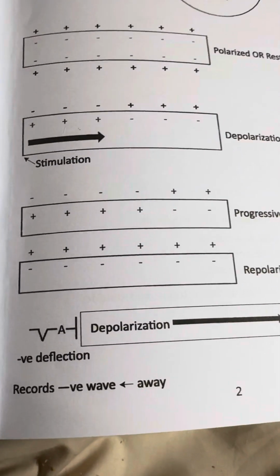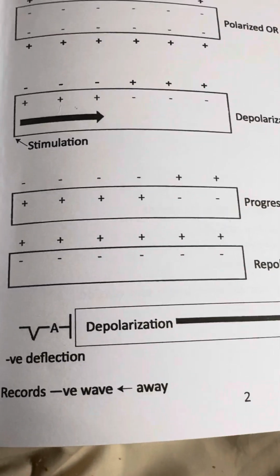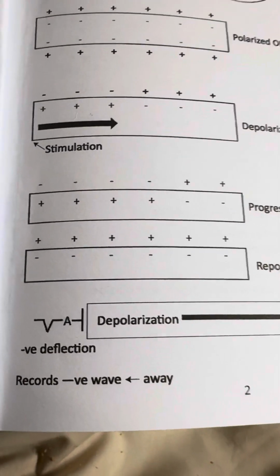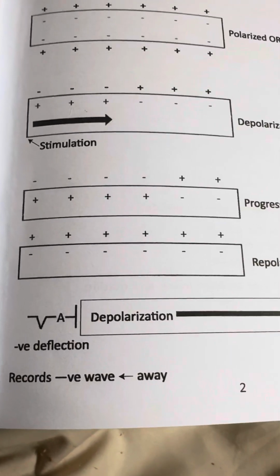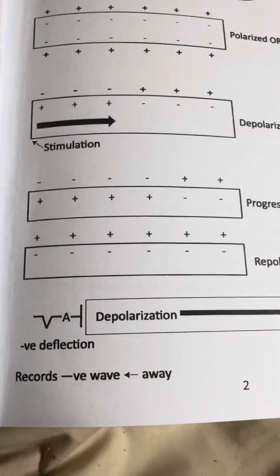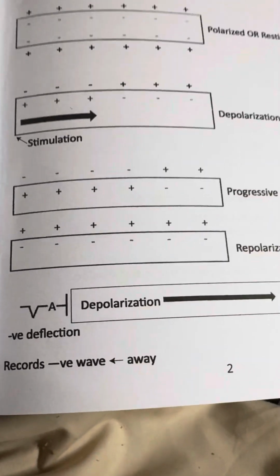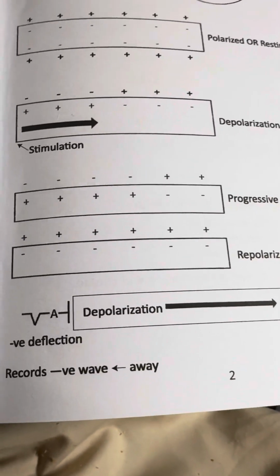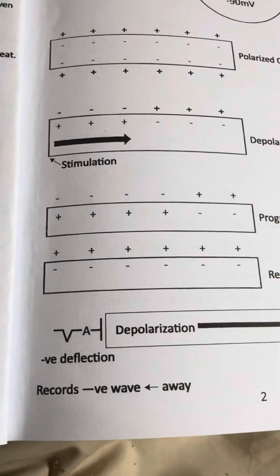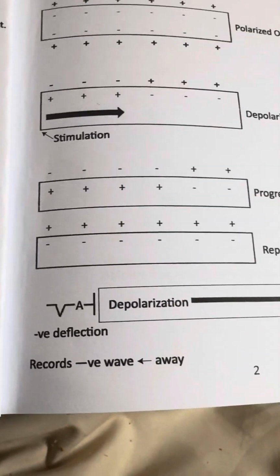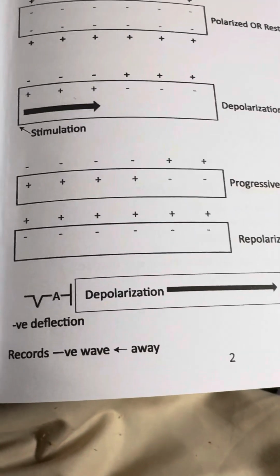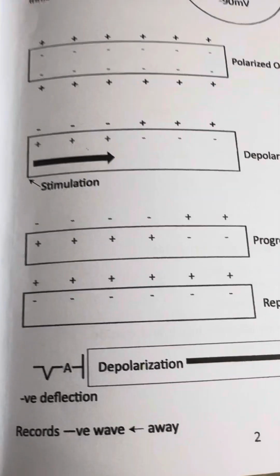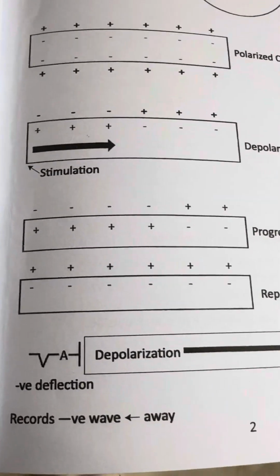A normal cell has positivity outside, negativity inside. How much negative? Minus 90 millivolt. Now this is a separation of two charges across the cell membrane, that is, outside positive, inside negative. That is known as the polarized state, or this is also known as the resting membrane potential.